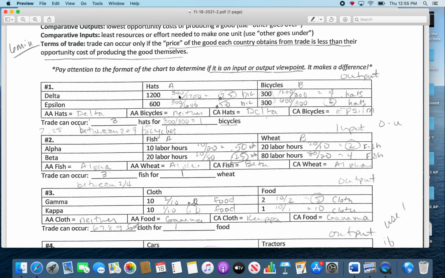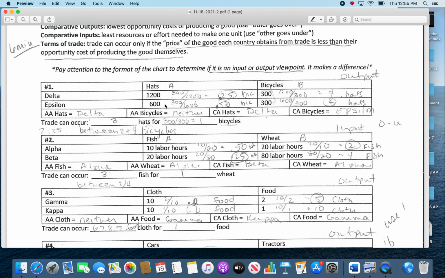Okay, so what is the opportunity cost of producing hats, 1,200? The other goes over, so I put 300 over 1,200. That gives us an opportunity cost of 0.25 bicycles. So the opportunity cost of creating bicycles, what do we have to give up in terms of hats? Other goes over. Since we're looking at bicycles, the other is hats. It goes over. So 1,200 over 300 is 4 hats we have to give up.